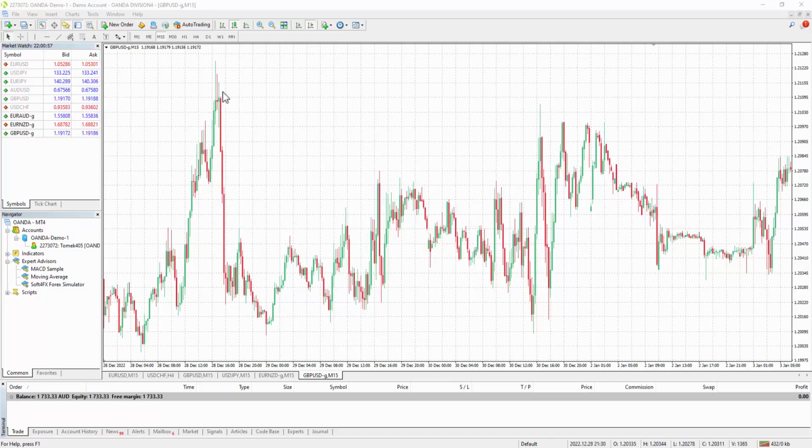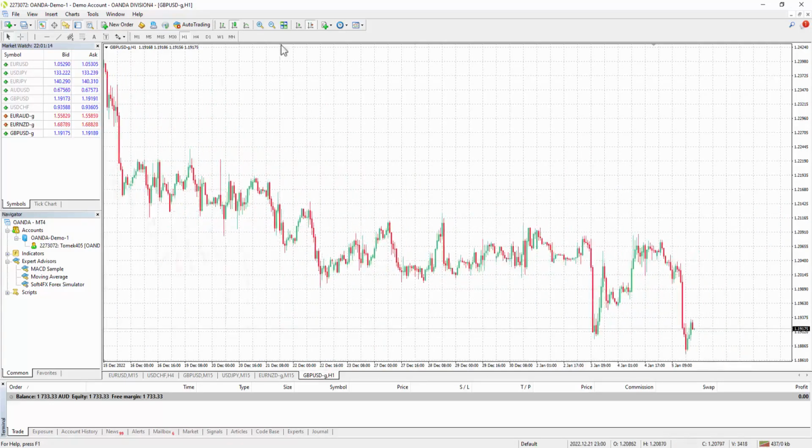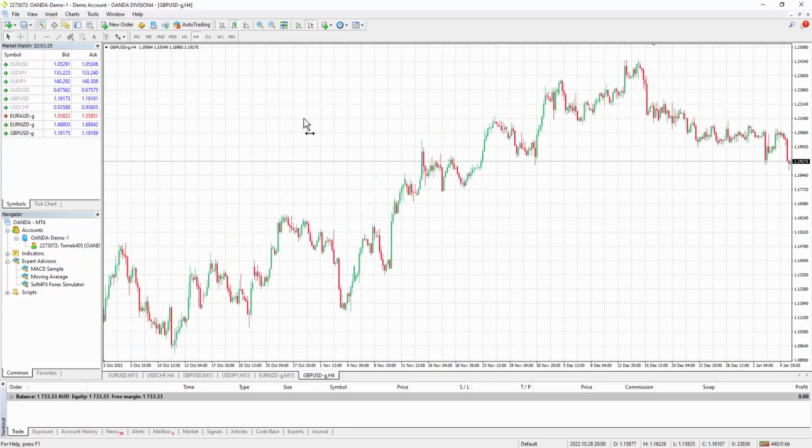Now, this is a normal chart of the British pound US dollar, and it's 15 minutes. Of course, trend lines do apply to 15-minute charts. However, because of the fluctuations in price, I think it's better to analyze trend lines over a higher time zone. In this case, for an example, I will use the 4-hour charts. So this is how we figure out trend lines.